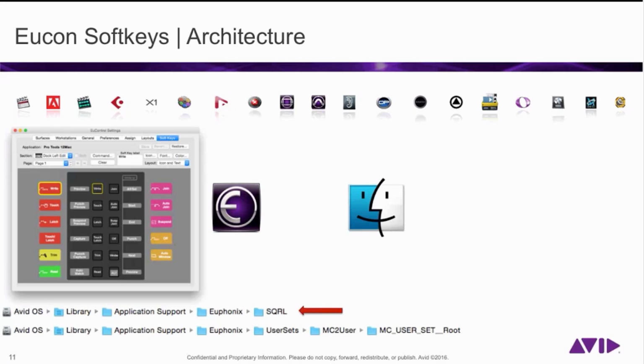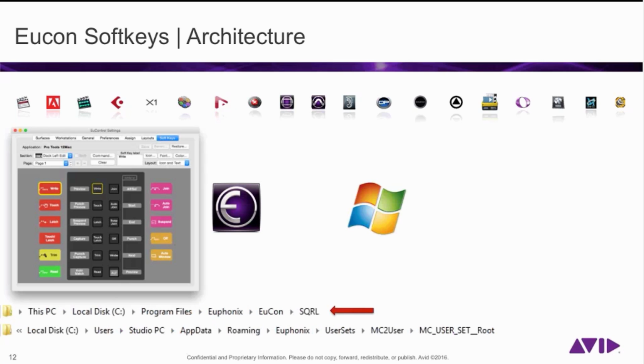Let's take a quick look at their locations. Default app sets on the Mac are located here in Application Support, Euphonix, SQRL. And the user app sets are located over here in the MC user set root folder. None of these are hidden folders, so they're really easy to get to. If you're not running Time Machine, it's probably a good idea to go ahead and grab the user app set every so often if you're modifying your own soft keys.